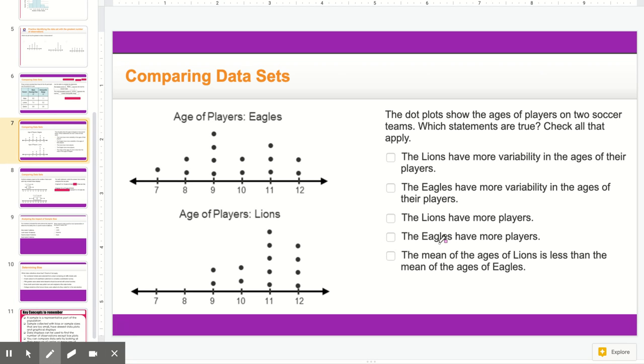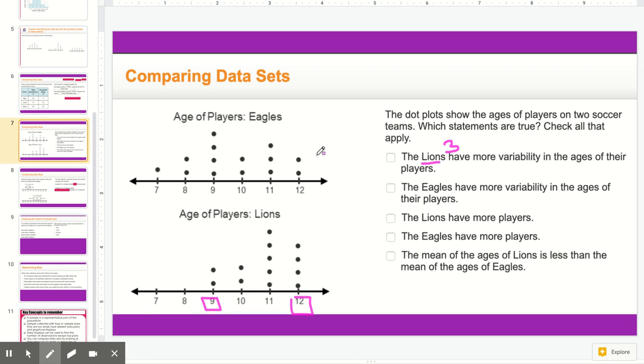It says the Lions have more variability in the ages of their players. So remember, variability is just range. Okay, so the Lions have a youngest player who is 9 years old and an oldest who is 12. And we want to find the range. So what operation do you use to find the range? Great, you would subtract. So 12 minus 9 is 3. So we have 3 here.